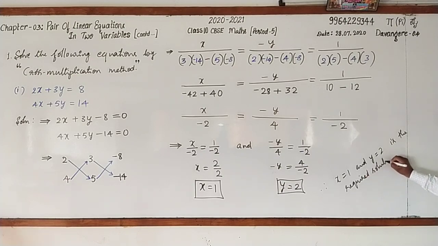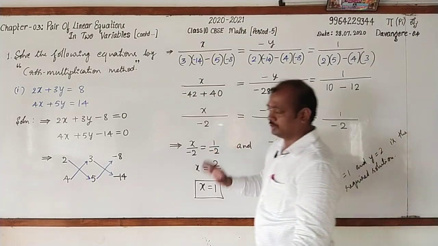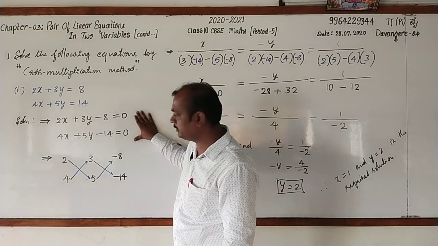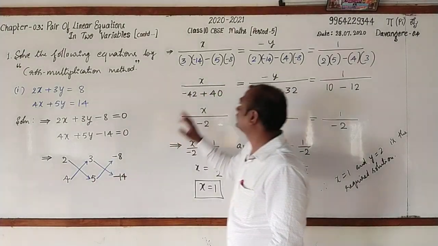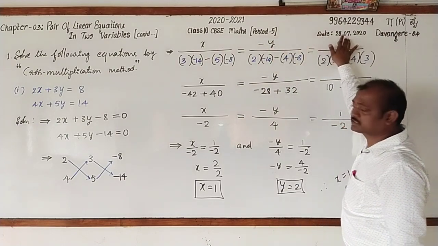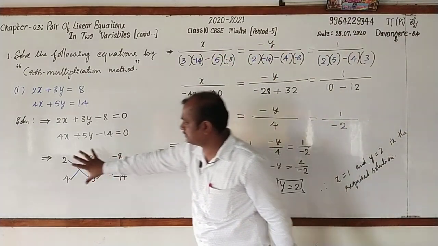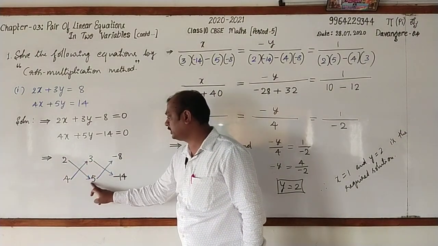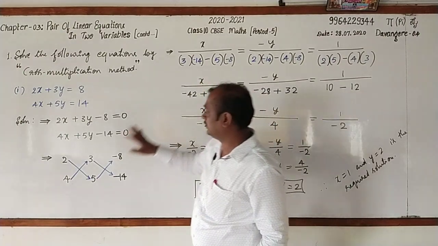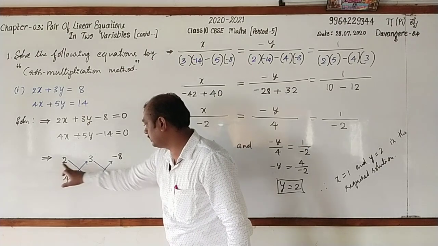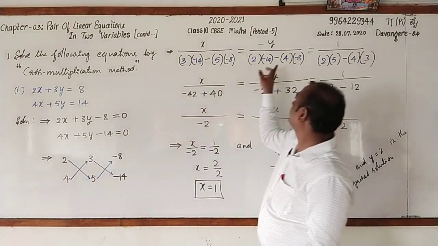Required solution. Hope that you have understood. Once more I will tell it briefly, listen carefully. Given equations, write them in standard form. Write the coefficients. Next, x term, minus y term, constant. Then with respect to x, leave the coefficients of x and use the remaining: 3, minus 14, 5 and minus 8. Next, with respect to minus y, leave the coefficients of y and take the remaining: 2, minus 14, 4 and minus 8.